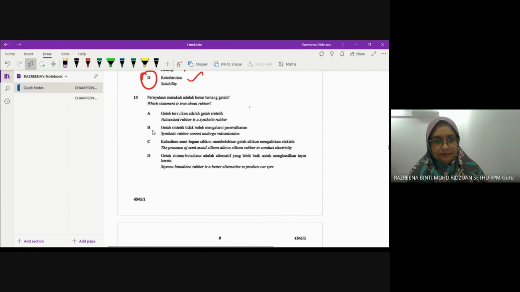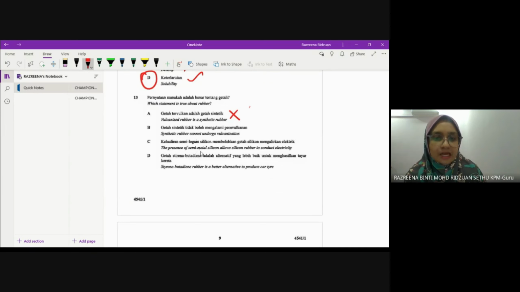Question 13. Which statement is true about rubber? Okay, let's look at rubber. Vulcanized rubber is a synthetic rubber. Is it right? Vulcanized rubber is a natural rubber that you add sulfur. So wrong. B. Synthetic rubber cannot undergo vulcanization. Is that true? Maybe you are not sure with this answer. You hold on first. Okay, next.